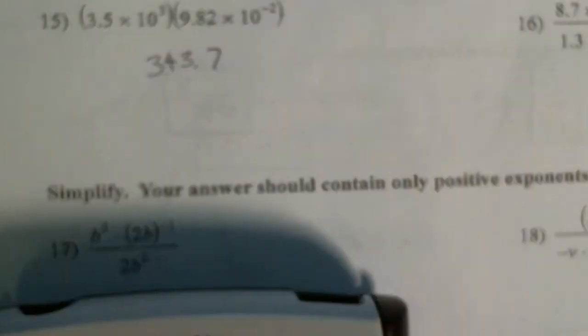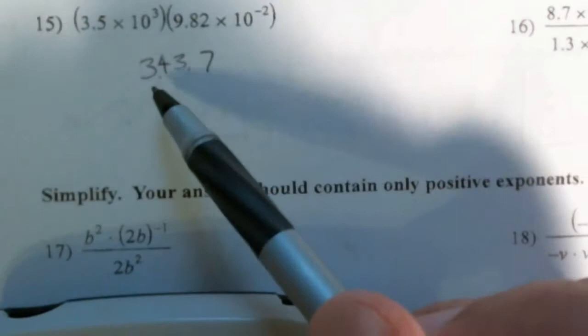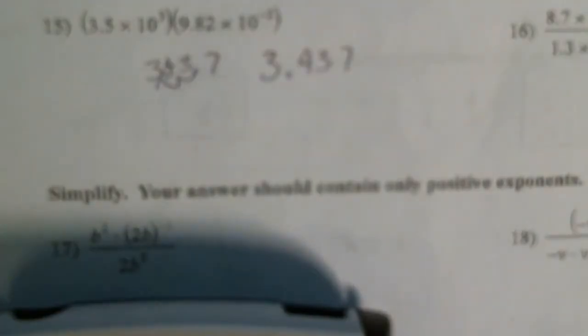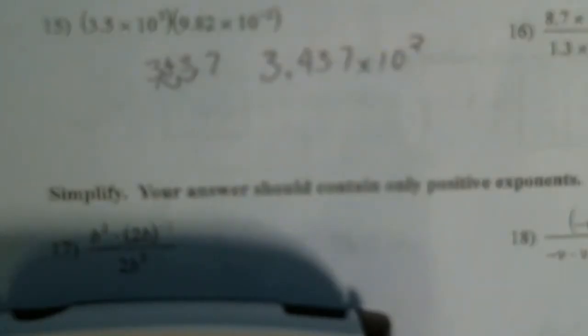I get 343.7. Okay, well, we can't leave that as scientific notation because, remember, in scientific notation the first digit has to be at least 1 and less than 10. So I got to move this decimal 2 places to the left. So this actually ends up being 3.437. When you move the decimal to the left, the exponent goes up. So that's times 10 to the second power. Of course, when you move the decimal to the right, the exponent goes down.